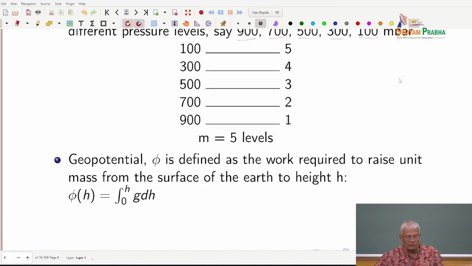The geopotential is defined by phi, which is the amount of work required to raise a unit mass from the surface of the earth to the height h. Please understand, masses are being attracted to the earth by acceleration due to gravity. So if I have to raise something to a higher level, I have to do some work. The amount of work needed to raise a unit mass from the surface of the earth to the height h is called phi of h, and that is called geopotential. It's a very simple idea from basic physics.